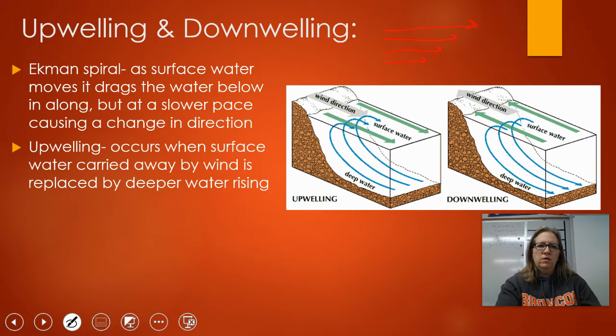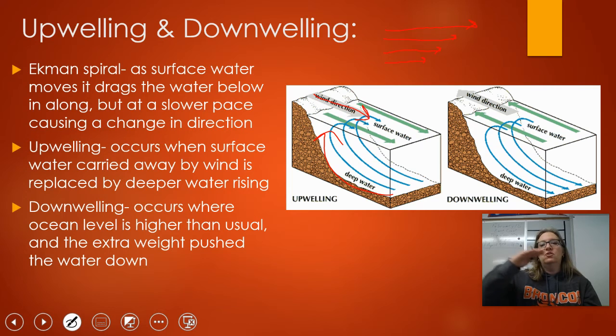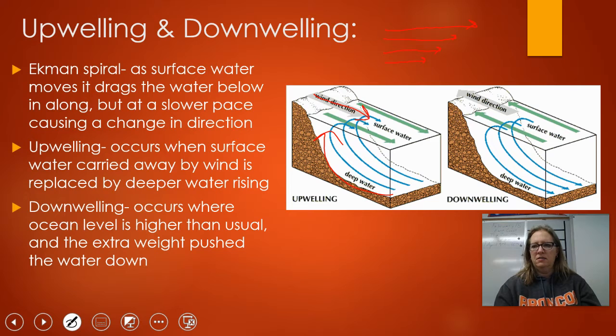We also get these two occurrences known as upwelling and downwelling, okay? So with upwelling, if the surface water is being carried away by wind, so let's say you've got a bunch of wind blowing in this direction, and it's actually blowing the water away from the coast. It's almost like it's creating a low tide. Since there's less water pushing down, the deep water is able to rise up in its place. Okay, so the warmer surface water moves out of the way, and cooler deep water comes up in its place. This is why sometimes the beaches are so cold.